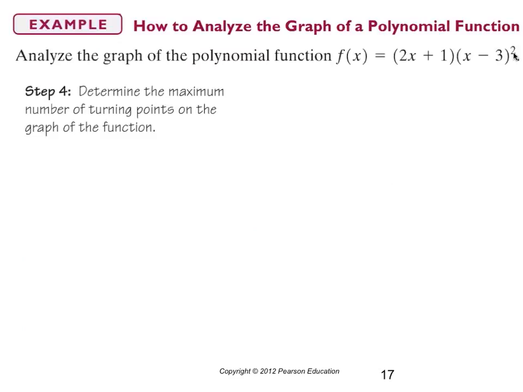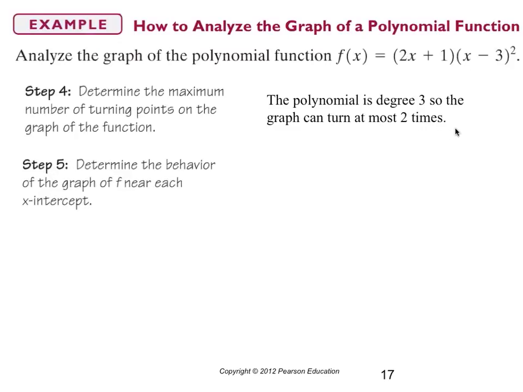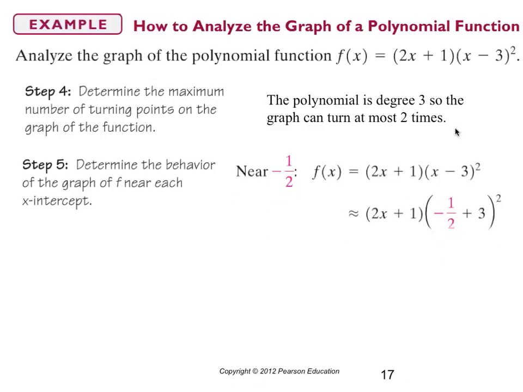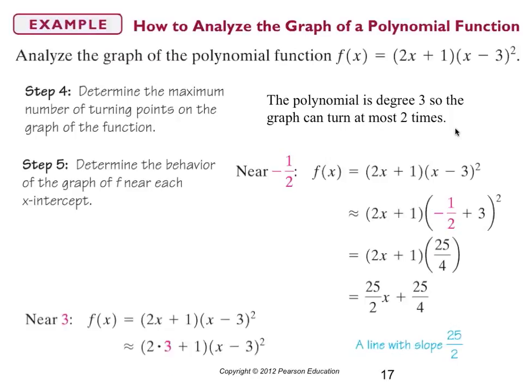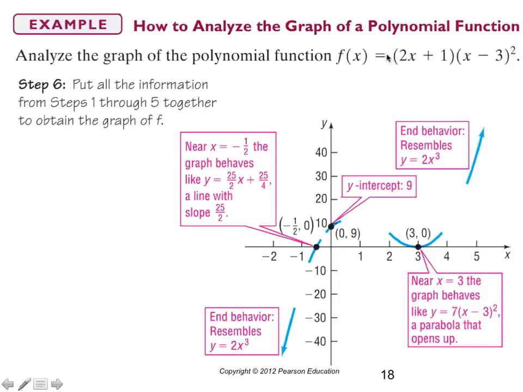The maximum number of turning points is always going to be 1 less than the degree. We know that our degree is 3, so the maximum number of turning points is going to be 2. Determining the behavior of the graph near each x-intercept, I'm going to skip through this. This isn't so important, okay? This helps get a very nice graph, but you don't have to be this precise, so I'm just going to skip through this.